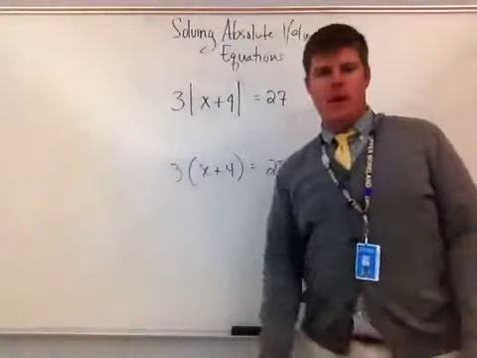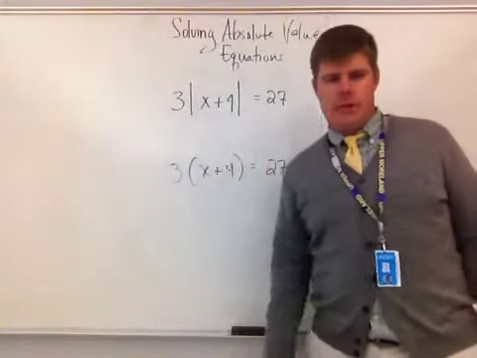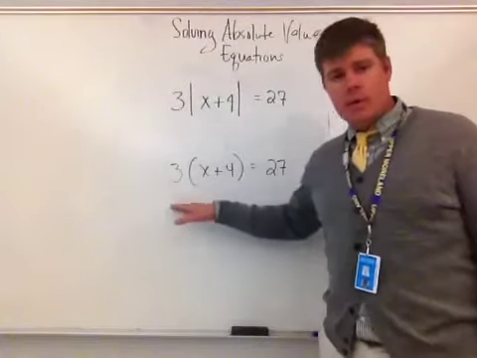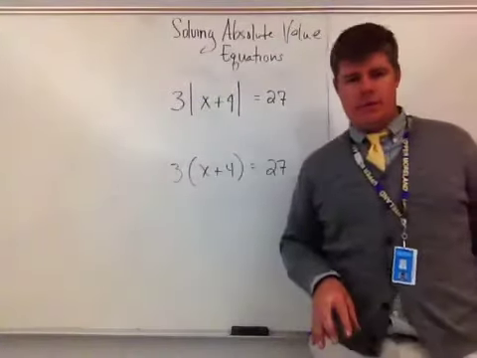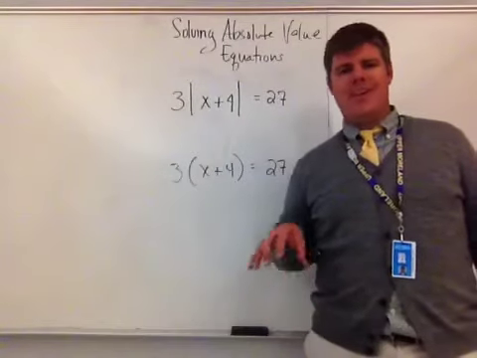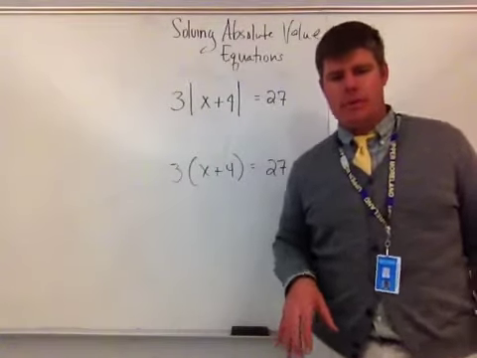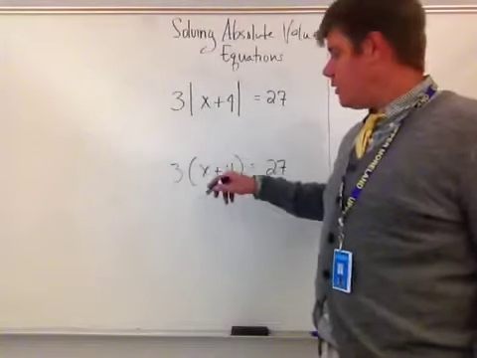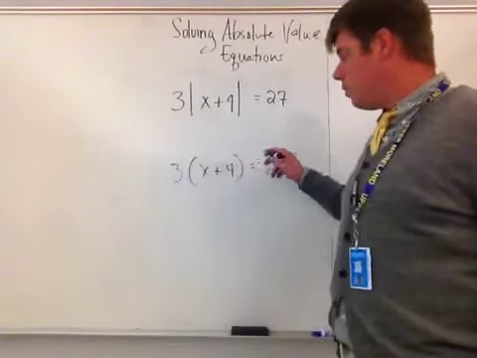Okay, how you doing? I've got two equations written up here. The first equation is an absolute value equation. The second one is an equation with parentheses. Parentheses are not absolute values. So, parentheses allow you to distribute through, okay? So that I can say that this is 3x plus 4 equals 27.